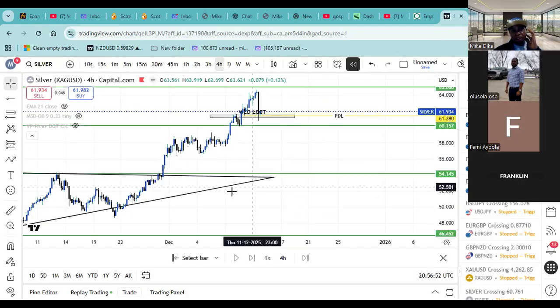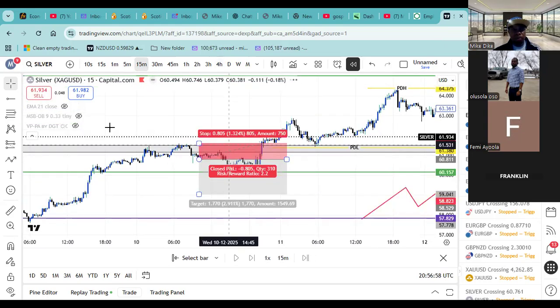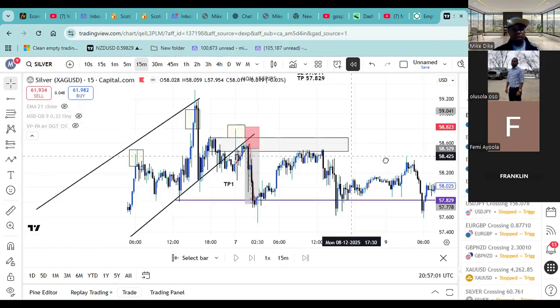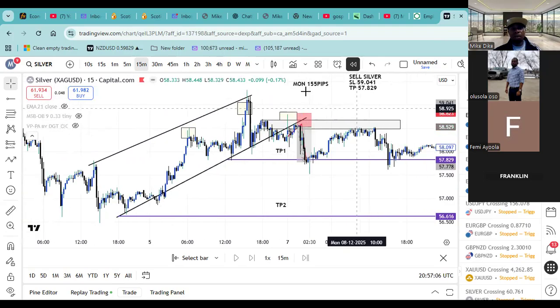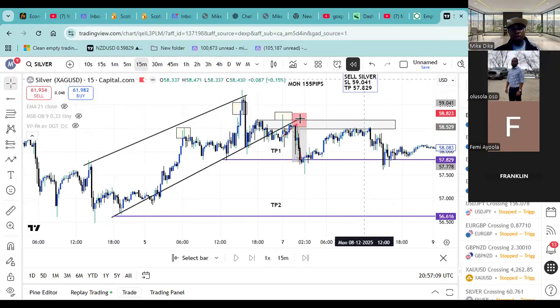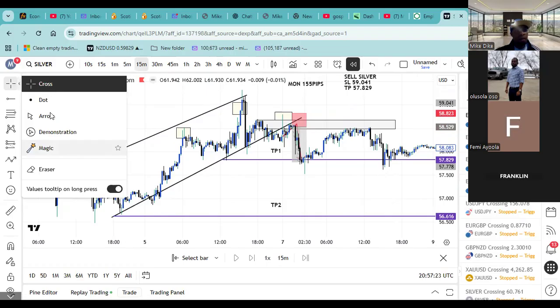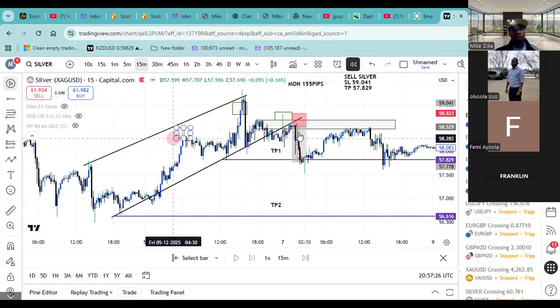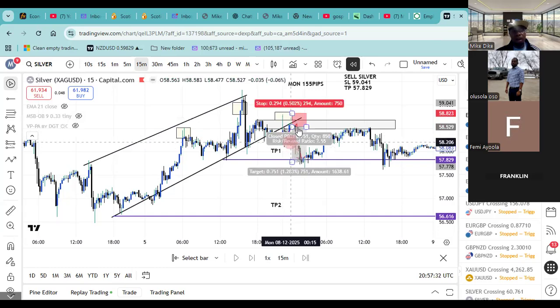So these are some of the trades I caught. I lost money on this silver too. I made money on Monday on silver. I took this one on Monday, and on Monday I made 155 pips. So why did I enter this trade? I saw this left shoulder and the right shoulder, this head, left shoulder, right shoulder here. So I'm waiting for the price to retest. This is the reason why I took this trade.